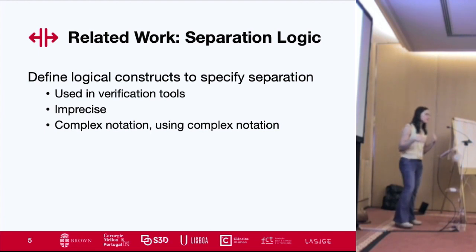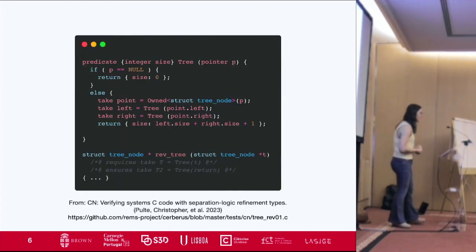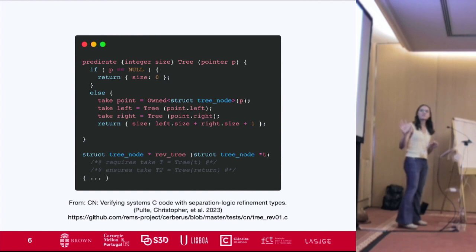We can't give nice error messages. Often in separation logic verifiers, debugging a failure of the verifier to prove some specification is quite complicated. And even the notation is quite complicated. As an example, here's an example from the CN language, which is verifying C code with refinement types. And this is a bit different syntax maybe than traditional separation logic, but it does translate to separation logic.